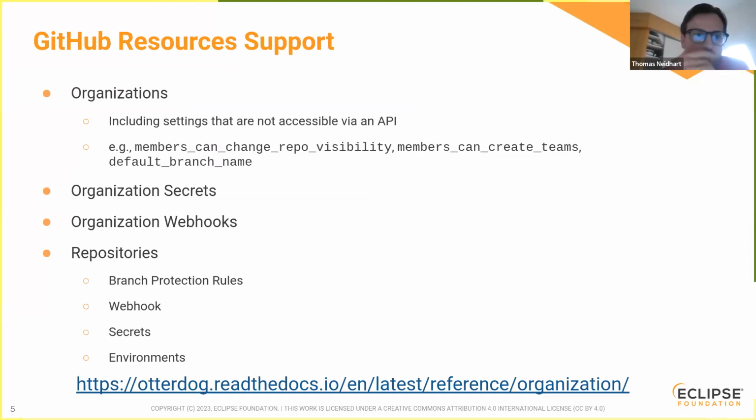So what does the tool currently support? Of course, organizations with all their numerous settings, secrets, webhooks, then repositories. Repositories have all kinds of embedded resources like branch protection rules, repository webhooks, secrets, environments. Full documentation of all the resources that are supported and all the properties that they include, you can find on this page.